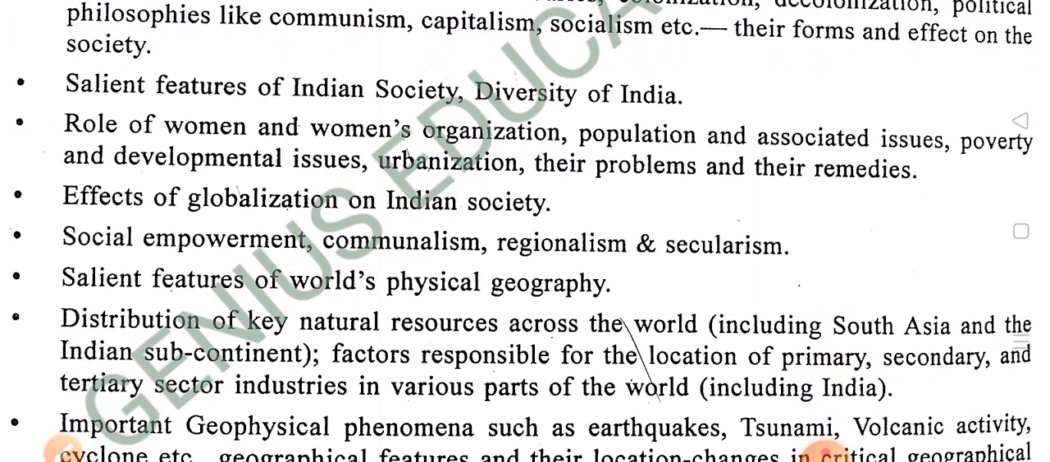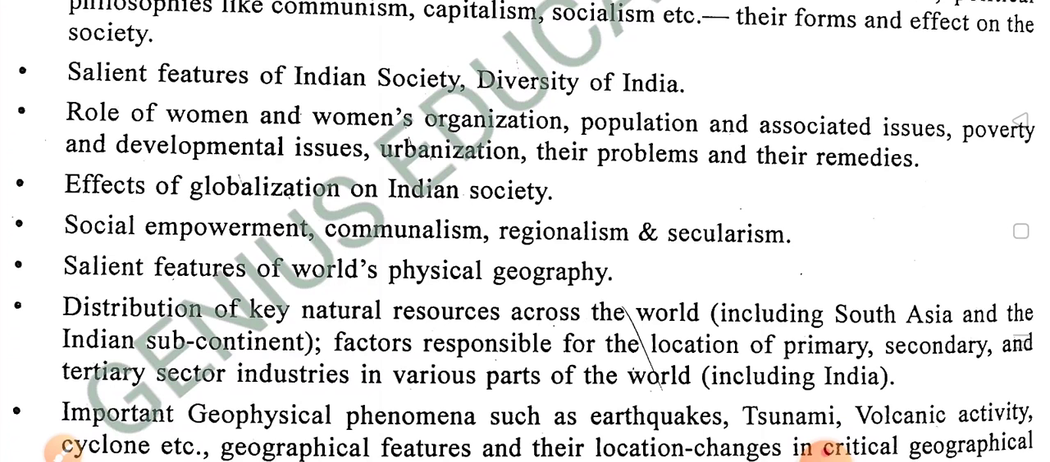Next is the salient features of Indian society and the diversity of India. So let's see unity in diversity, unity in diversity as in India.